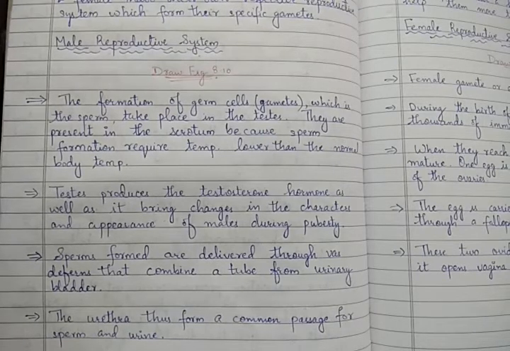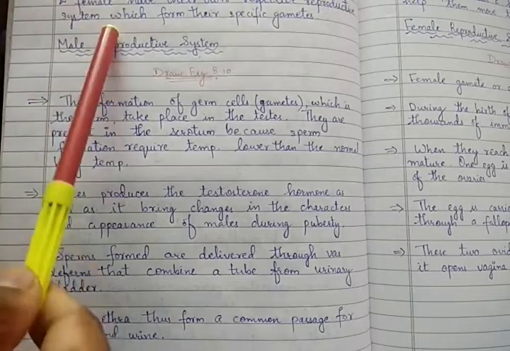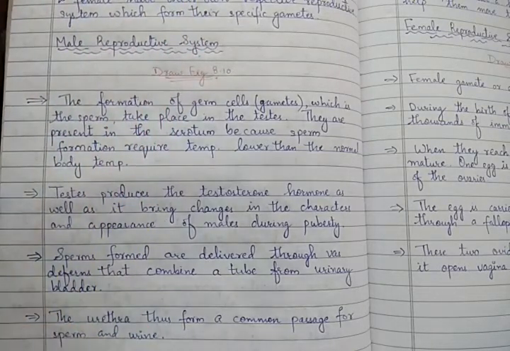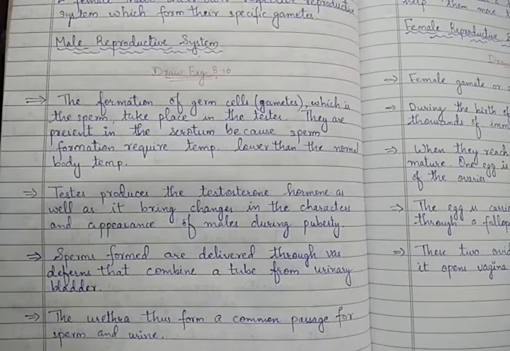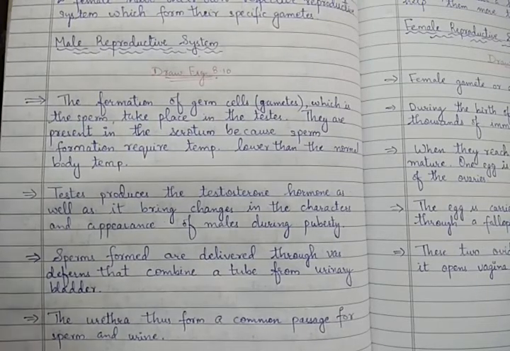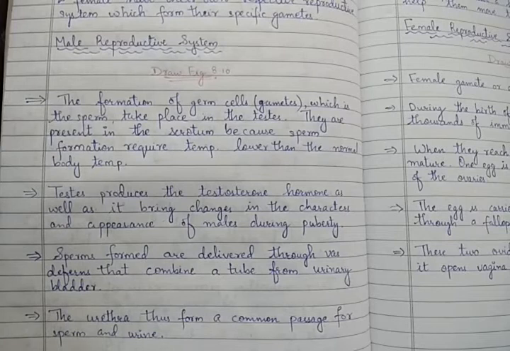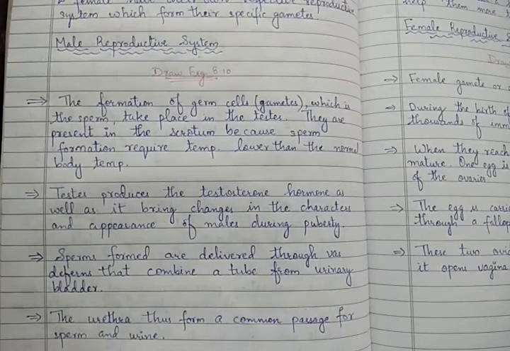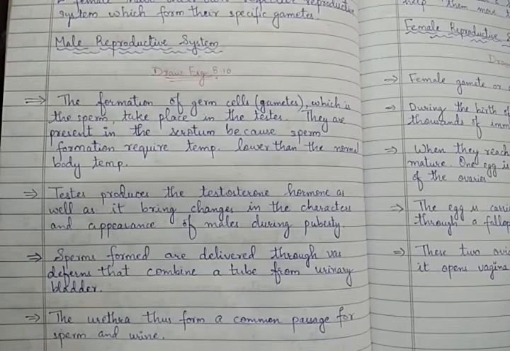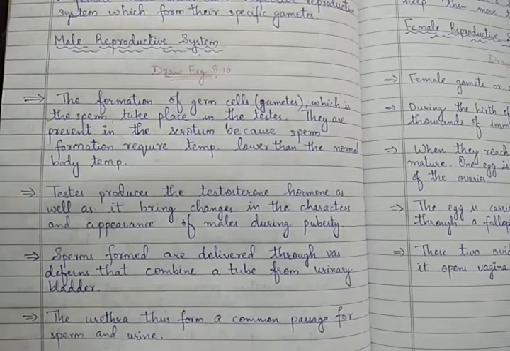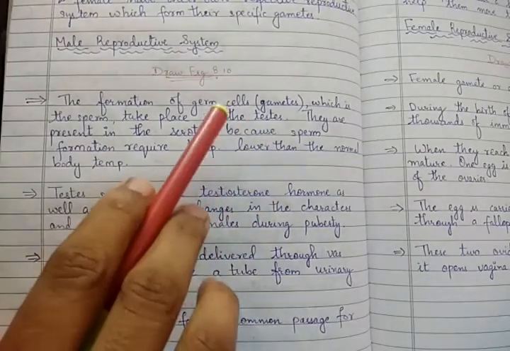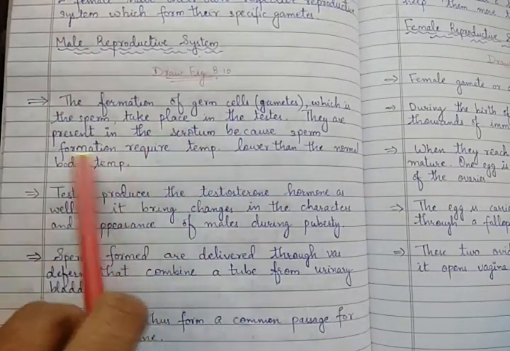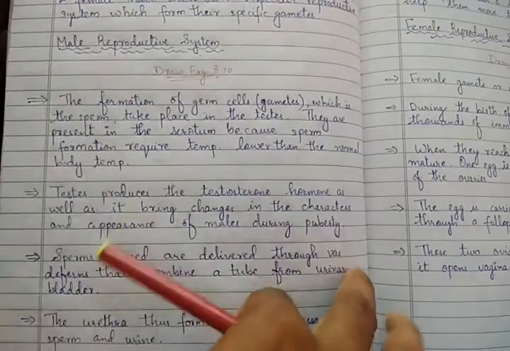So let's start. Before starting the male reproductive system, you should draw the diagram 8.10. Okay. What actually a male reproductive system does is it starts to form the gametes, the male gamete, which is known as the sperm. It starts to form at the puberty stage itself, right? That formation of sperm is actually done in the testis.